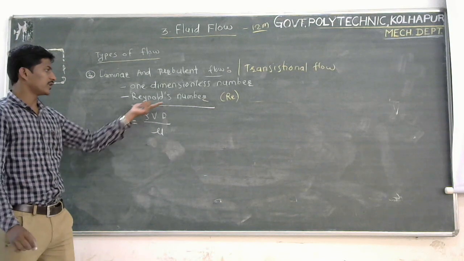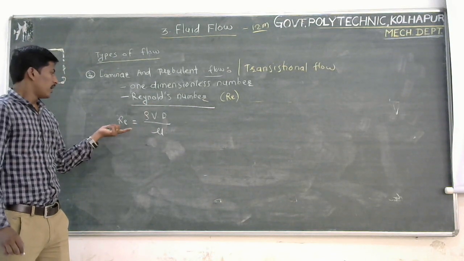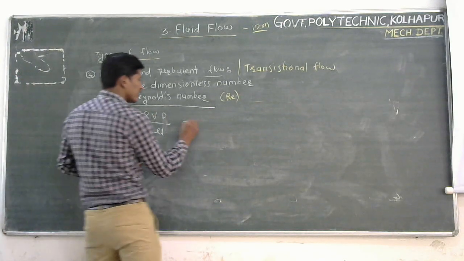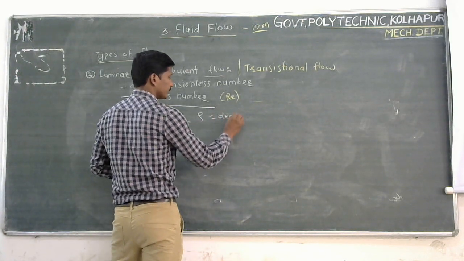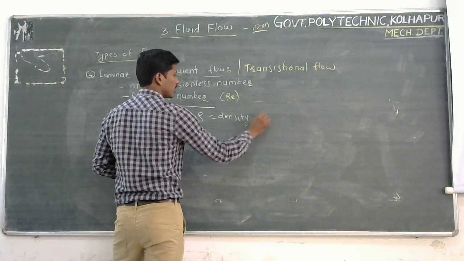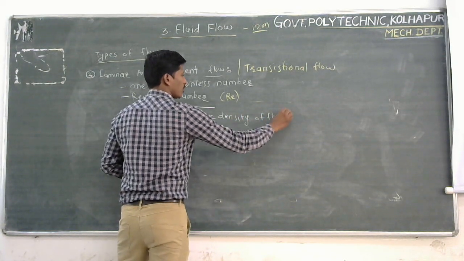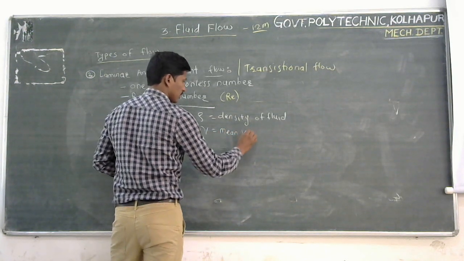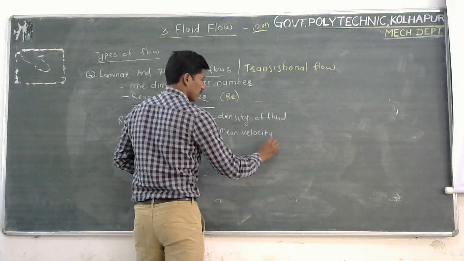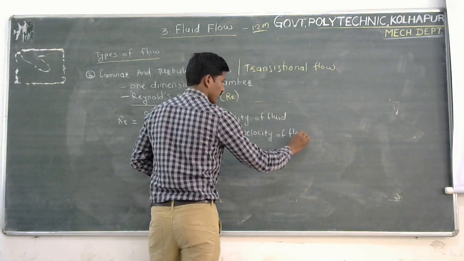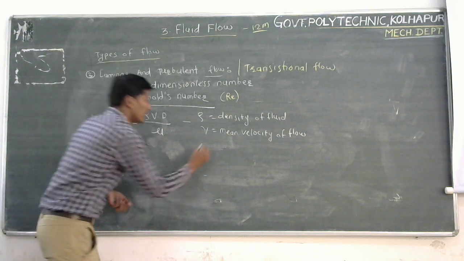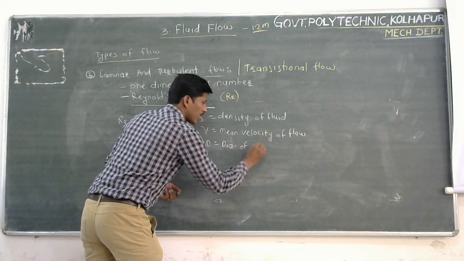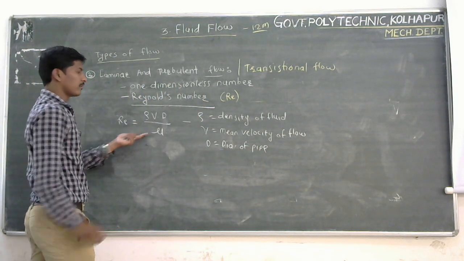Reynolds number is a dimensionless number first of all, and it is calculated by the formula rho v d by mu. Out of that, rho is the density of fluid. V is the mean velocity of flow. D is the diameter of pipe.